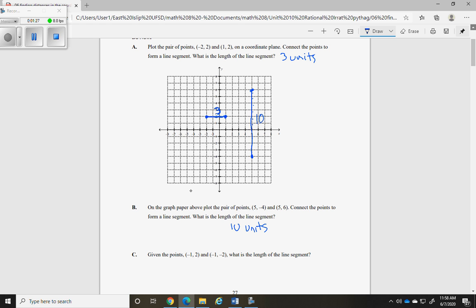I'll do C here. I just didn't want to put it on before because it kind of overlaps and I didn't want it to get confusing. Negative 1, 2 is this point here, and negative 1, negative 2 is here. So it's 1, 2, 3, 4 units long. And you can see that's pretty easy. You can count horizontal and vertical lines because they follow the path of the graph paper, and you can count how many boxes long.